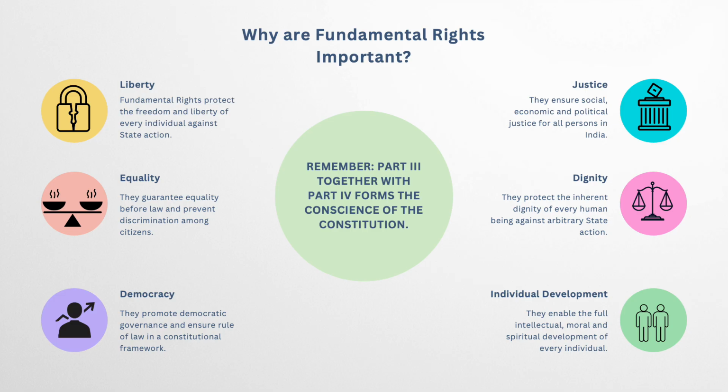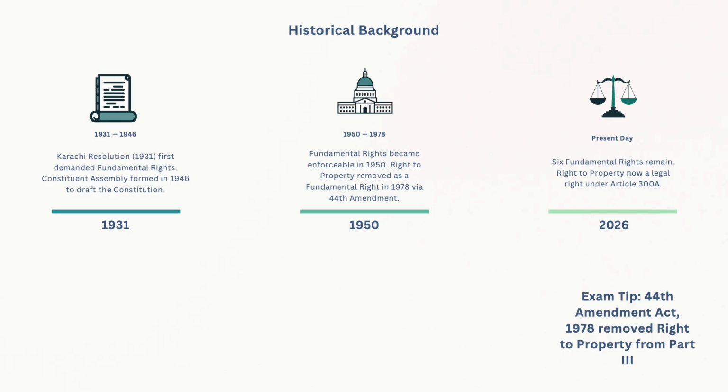Now, if you look at the historical background of fundamental rights, the rights that we know now, right to equality, right to freedom, right against exploitation, right to freedom of religion, cultural and educational right, and right to constitutional remedies. These 6 rights, under which contain the different articles, are the fundamental rights that we know today. But the original idea of fundamental rights began in the year 1931 in the Karachi session of the Indian National Congress. They proposed a list of fundamental rights, right to equality, right to freedom, and so forth.